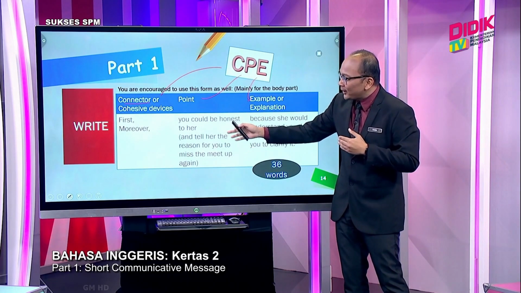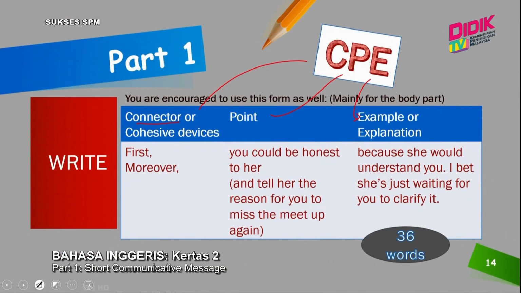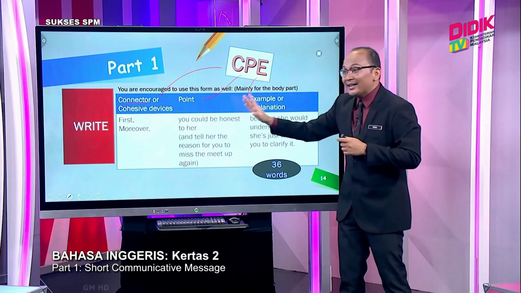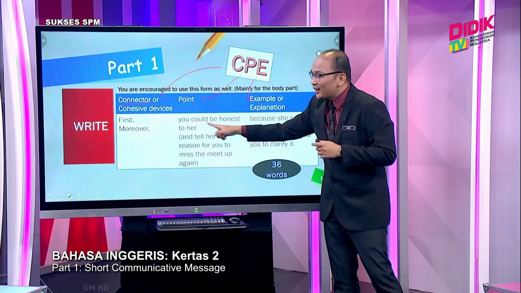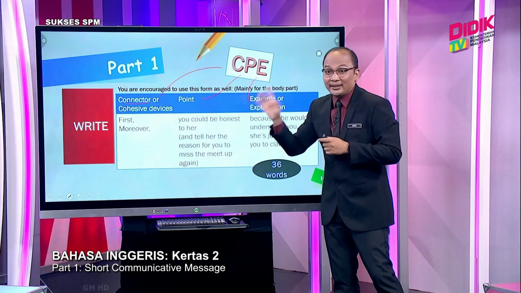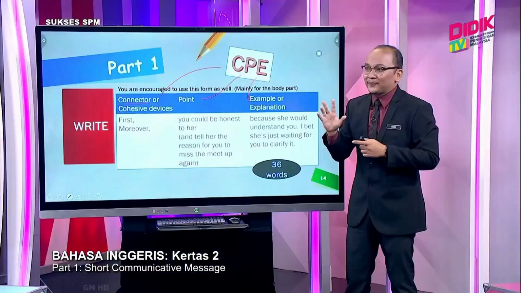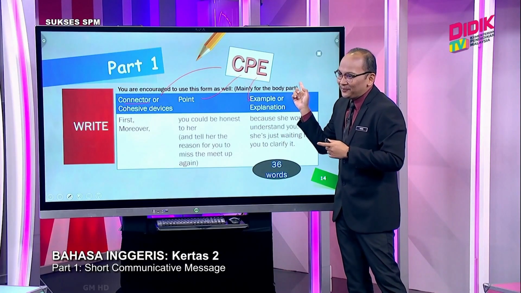Using connectors or cohesive devices first, or moreover, please remember that. And also the point: you could be honest with her and tell her the reason for you to miss the meetup again. As you can see, Chris, I put this in brackets. What does that mean? Some students might write only until "you could be honest with her," which is already enough. But if you're very good, you can always add more. So don't be afraid, those good writers can actually explain more.